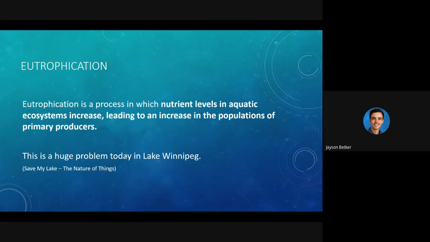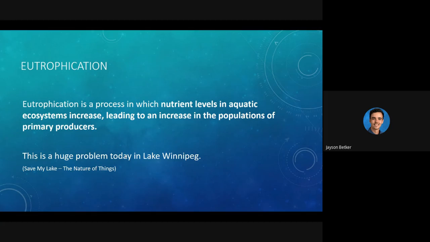It's called eutrophication. Eutrophication is a process that at first sounds like a good thing, because at first it's an excess of nutrient levels inside of aquatic ecosystems. We have an excess of, say, nitrogen or phosphorus that make their way into our waterways. And what that does is it leads to an increase in the population of the primary producers. The primary producers, remember, are the ones that create their own energy. It's just a fancy scientific term for plants. Plants are primary producers because they use photosynthesis to create their own energy.